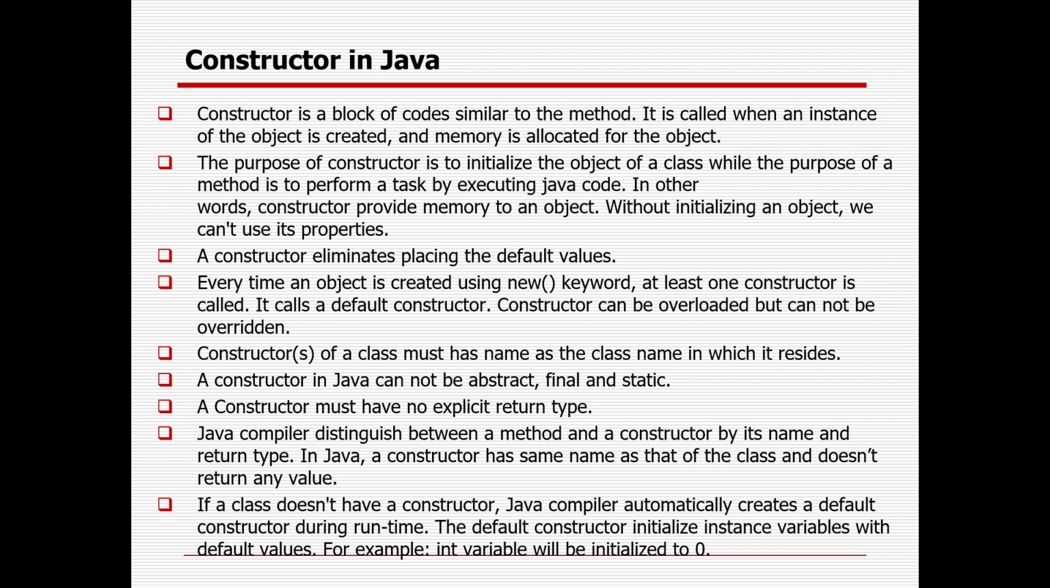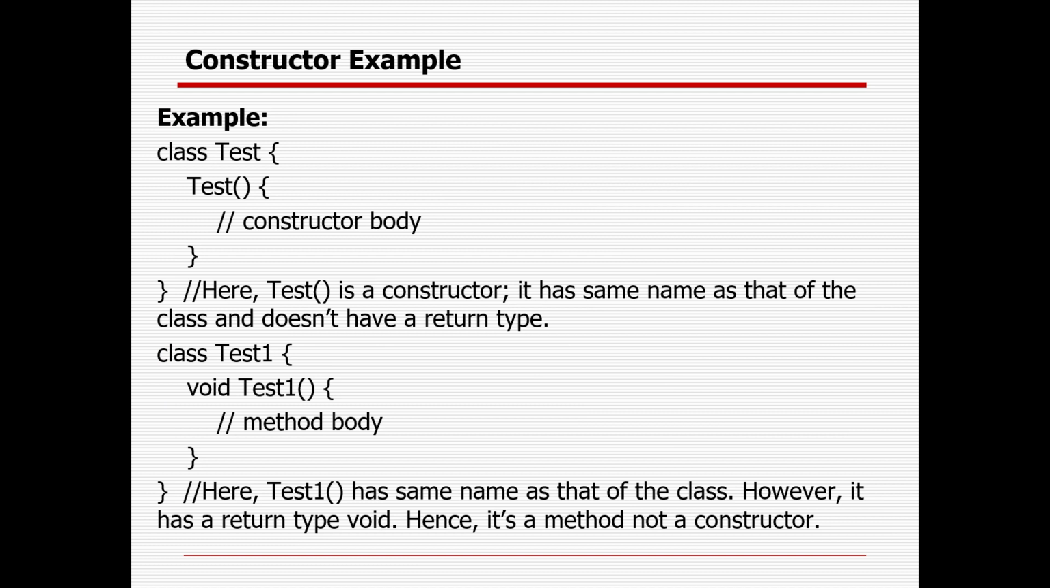A constructor must have the same name as the class name. A constructor has no return type. So that is the main difference. So what is a constructor? It is a class, say Test, with a constructor body, but it should not have a return type. Here you can see this is your class name, this is the same class name, but you have a return type, so it is not a constructor, it is a method.